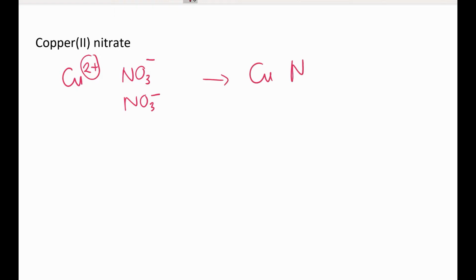Copper 2 is Cu2 plus and nitrate, again you have to memorize this, is NO3 minus. So you need 2 NO3 minus to cancel out the charge on copper. Therefore, you have copper there, nitrate, you have 2 nitrates.